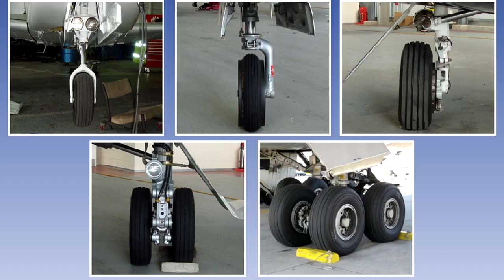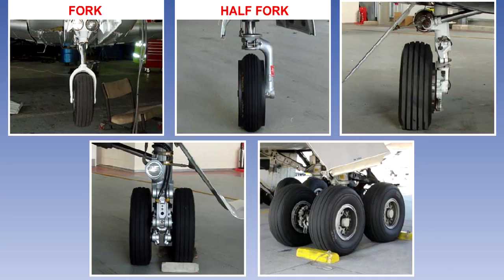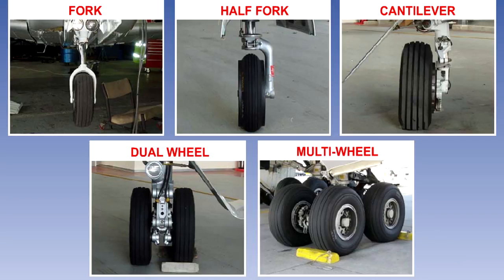There are a number of methods used for connecting the wheel or wheels to the undercarriage leg. The most common methods are fork, half fork, cantilever, dual wheel, and multi-wheel using a bogie or truck. The methods are fairly self-explanatory, and an example of each is shown here.